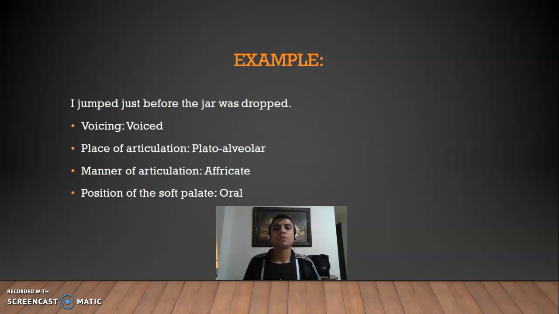An example: I jumped just before the jar was dropped. We can see here that this sound is voiced because we use the vocal cords. The place of articulation is palato-alveolar, and the manner of articulation is affricate. The position of the soft palate is oral.